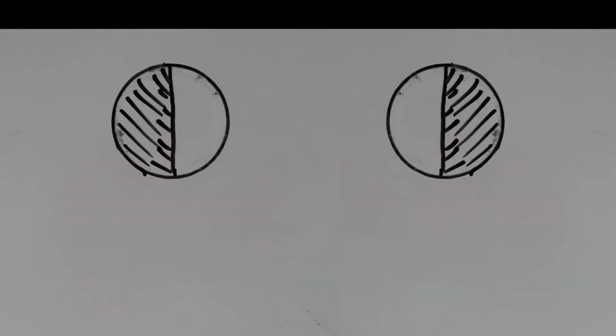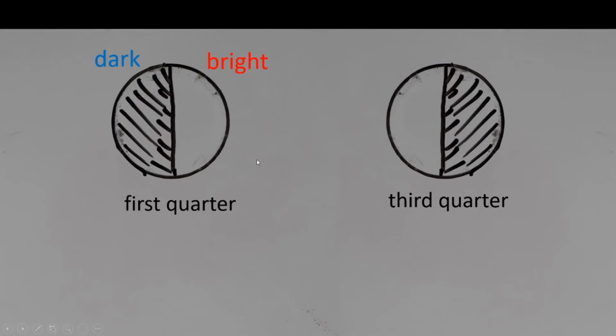Okay, what about these two moons? This is not concave or convex. It's exactly in the middle, completely flat. So what is this? This is the first quarter moon and third quarter. Just to quickly talk about these, they follow the same dark, bright rules for left and right. The first quarter moon, the left side is dark and the right side is bright. And the third quarter, the left side is bright, the right side is dark.